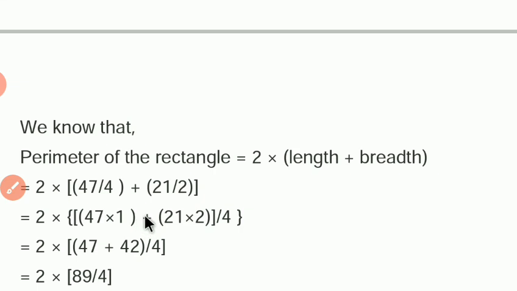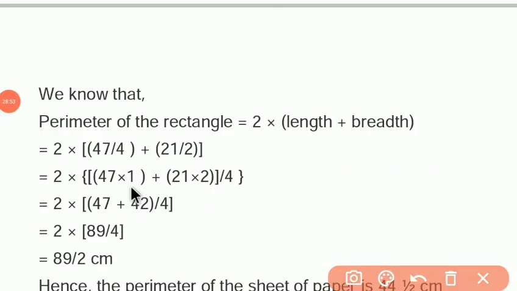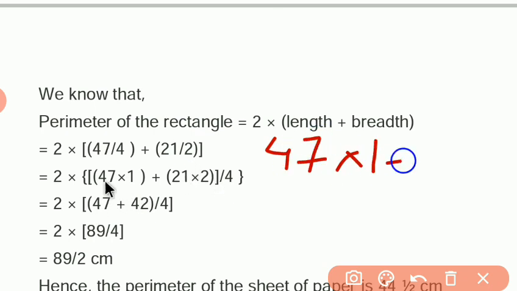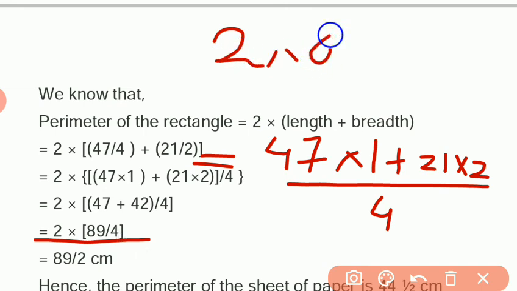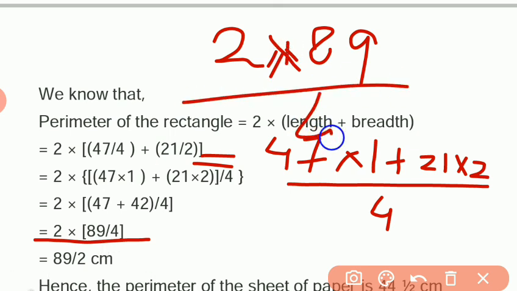Here you can see that upon 4 means it is the common denominator of 47 into 1 plus 21 into 2 upon 4. So 47 ones are 47 plus 21 into 2, 42 upon 4. See, the meaning of this line is this one. So 2 into 47 plus 42, 89 upon 4. So 2 into 89 upon 4. So you can write it as, now 2 ones are 2, 2 twos are 4. So we can write it as 89 by 2.